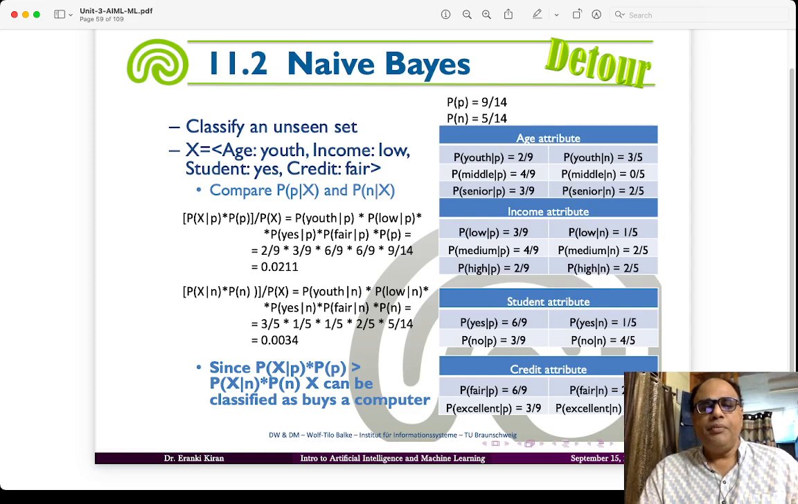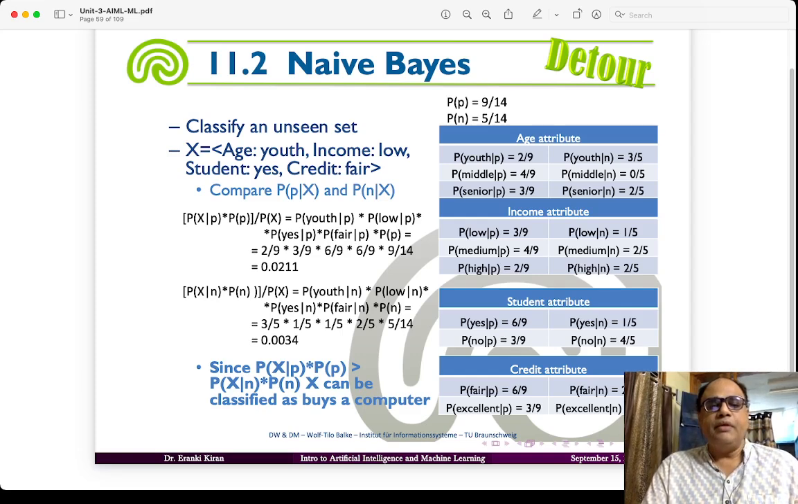Since the probability of yeses multiplied by the probability of X given yes, the actual probability of buys computer, is greater than the probability of nos multiplied by the probability of X given no, X can be classified as buys computer.